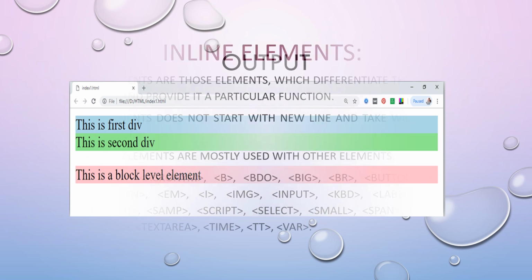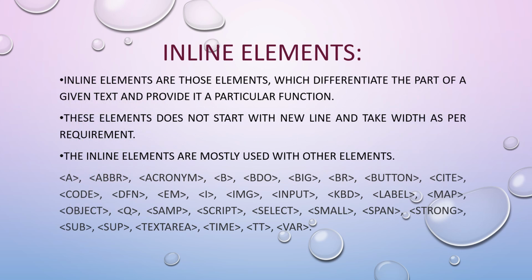And then the second one is inline elements. The inline elements are those elements which differentiate the part of a given text and provide a particular function. In the web page, they differentiate the text and provide a particular function. These elements do not start with a new line and take width as per requirement.